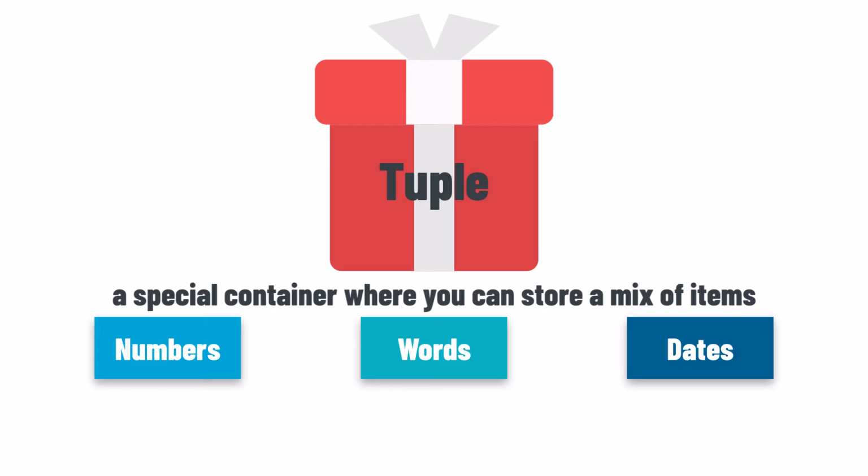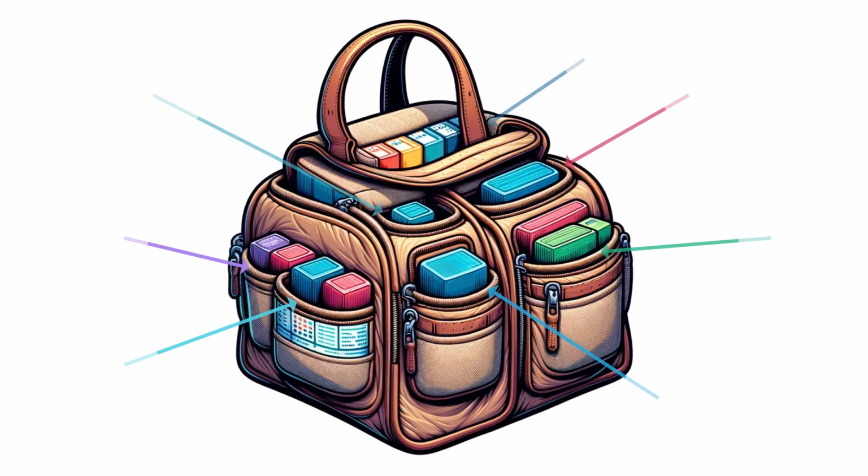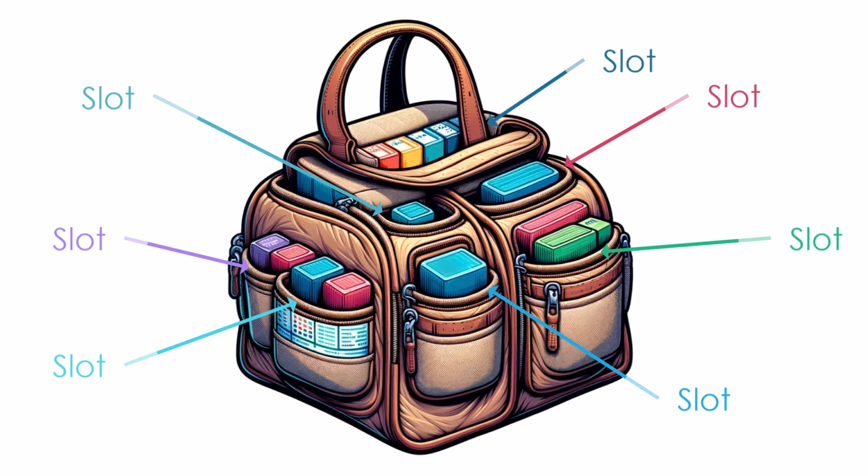Let's get a little deeper into how a tuple works in VB.NET. A tuple is like a structured bag, where each pocket is designed to hold a specific type of item. In programming terms, each of these pockets is a slot that can contain a piece of data, and the type of data it can hold is defined by you, the programmer.